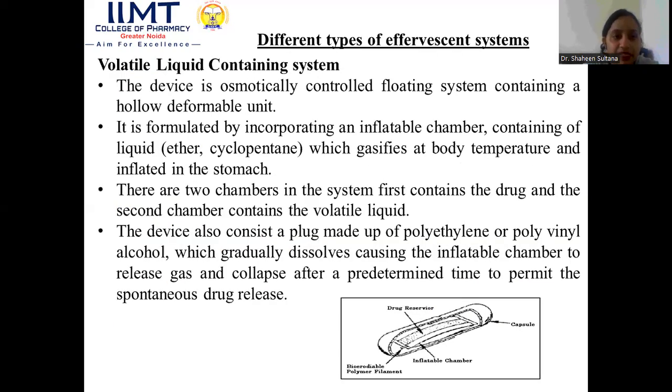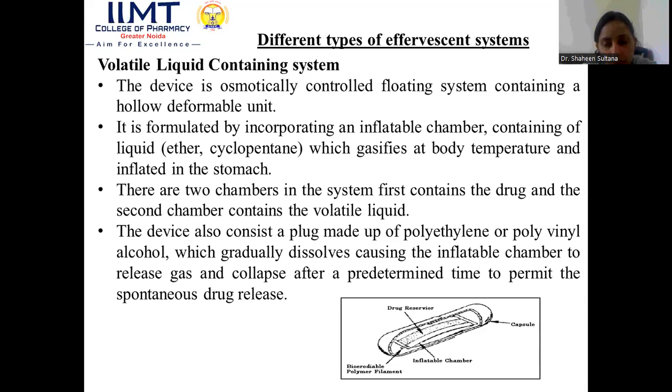Different types of effervescent system. There is the volatile liquid containing system. The device is an osmotically controlled floating system that contains a hollow deformable unit. It is formulated by incorporating an inflatable chamber that contains a liquid like ether or cyclopentane that vaporizes at body temperature and inflates in the stomach. There are two chambers in the system. The first contains the drug and the second chamber contains the liquid.